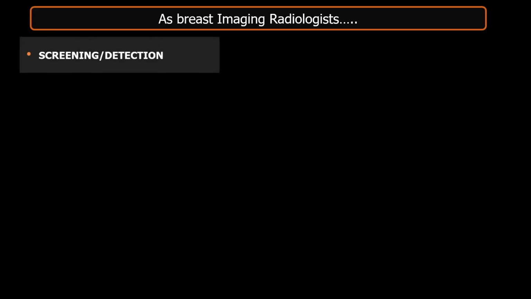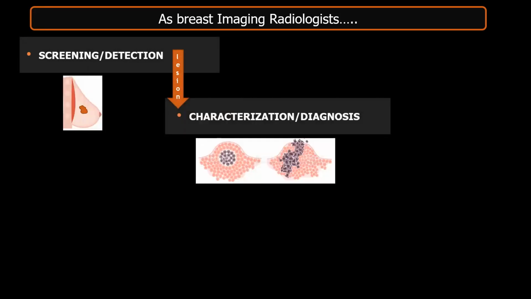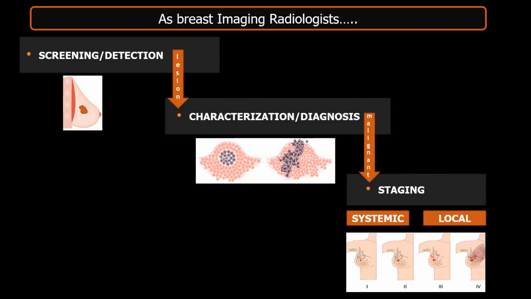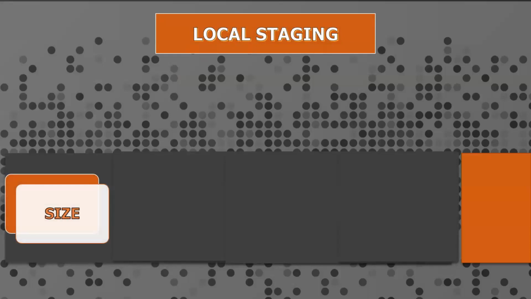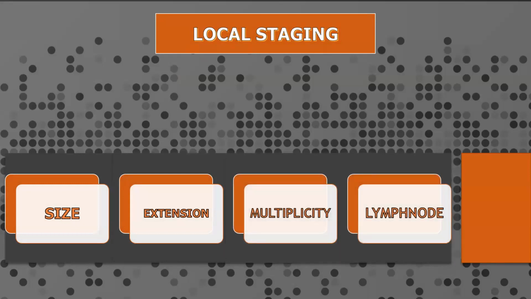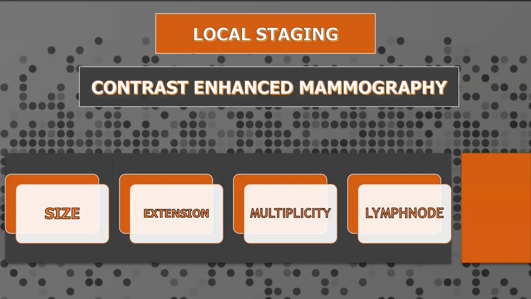And as breast imaging radiologists, we are first asked to screen or to detect breast lesions. And when lesions are identified, we are asked to characterize these lesions, whether benign or malignant. And when malignant lesions are diagnosed, we are asked to stage these lesions, to do a systemic or a local staging. And what we are concerned with in this lecture is the local staging of breast tumors. And for local staging, we are asked to assess the size of the lesion, the extension, the multiplicity, and the lymph node. And we are going to discuss these 4 points from the perspective of contrast-enhanced mammography.